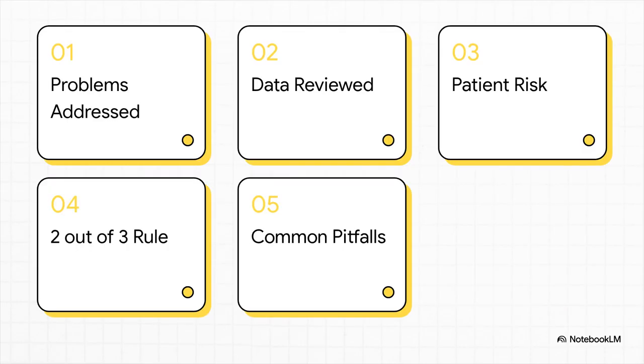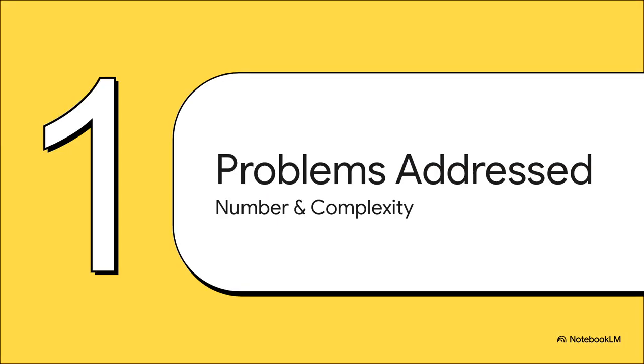Here is our roadmap for today's explainer. We're looking at problems addressed, data reviewed, and patient risk. Then, we'll cover the 2 out of 3 rule and wrap up with some common pitfalls and a summary cheat sheet. All right, section 1, number and complexity of problems addressed.